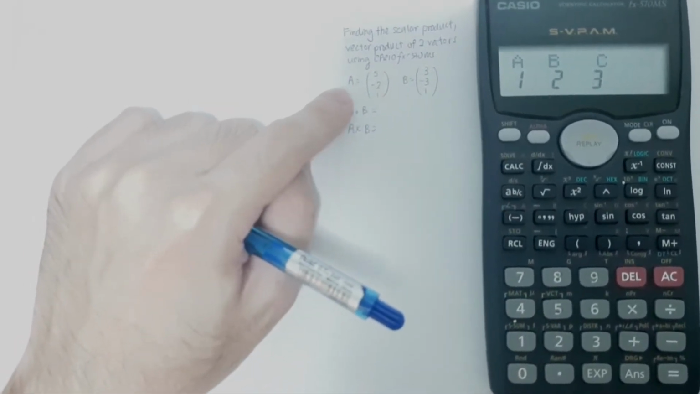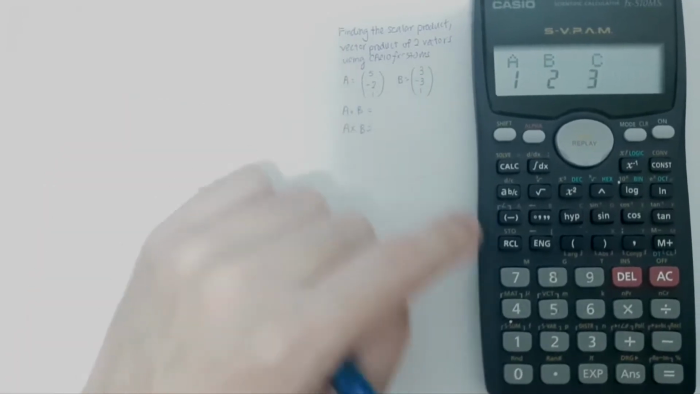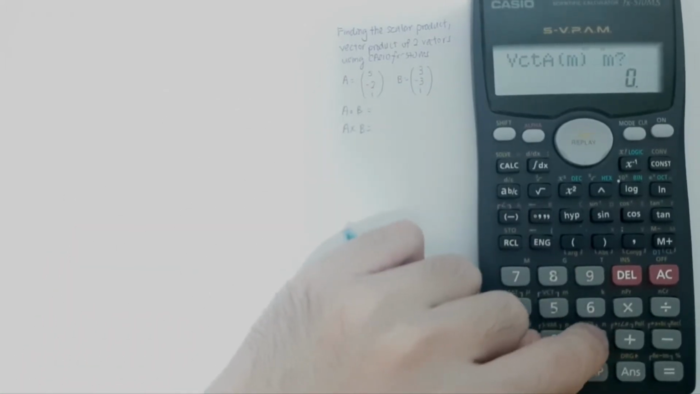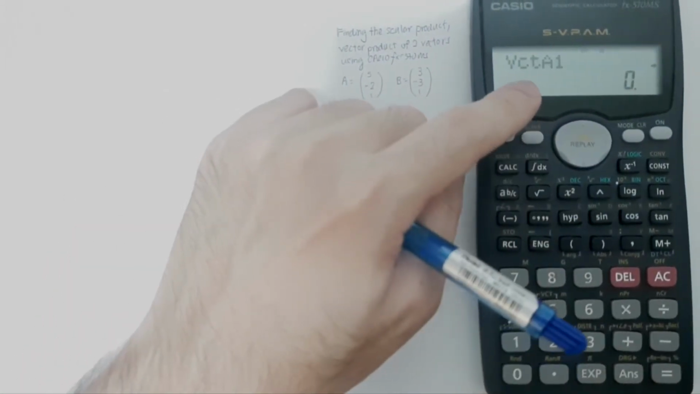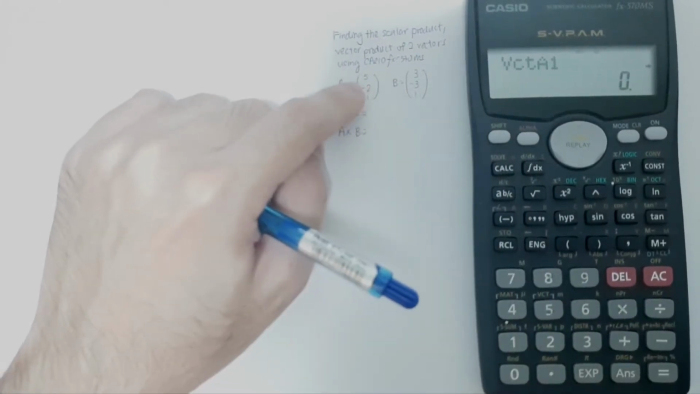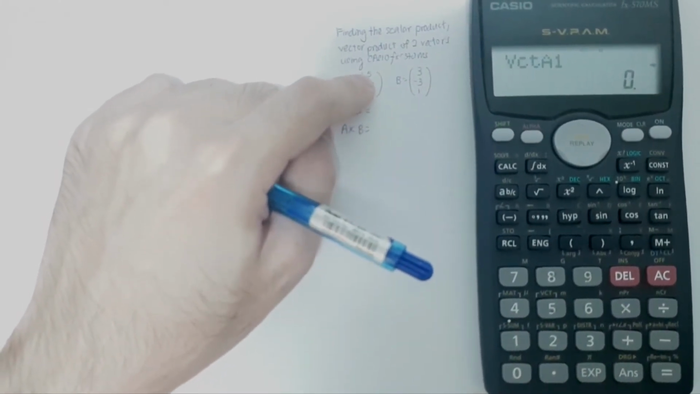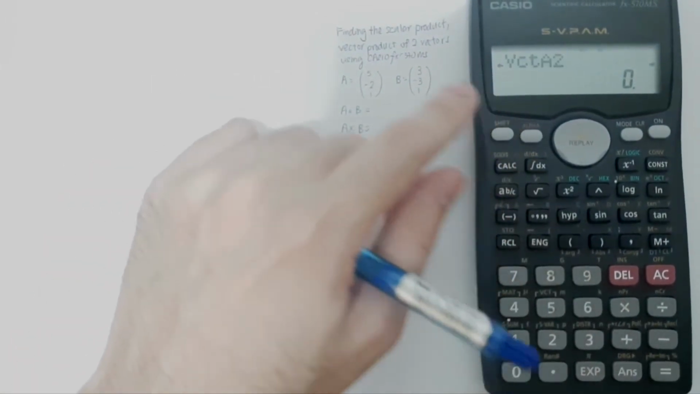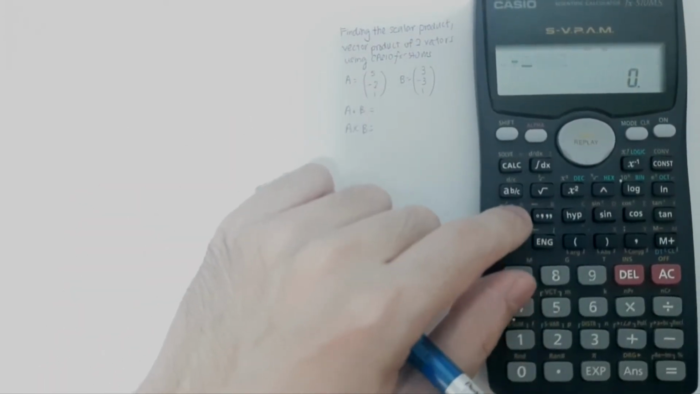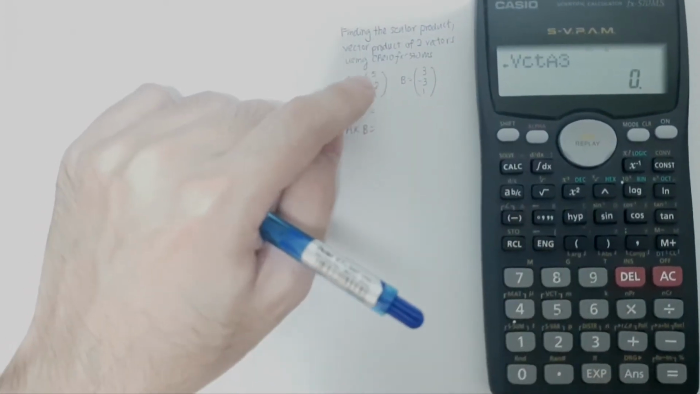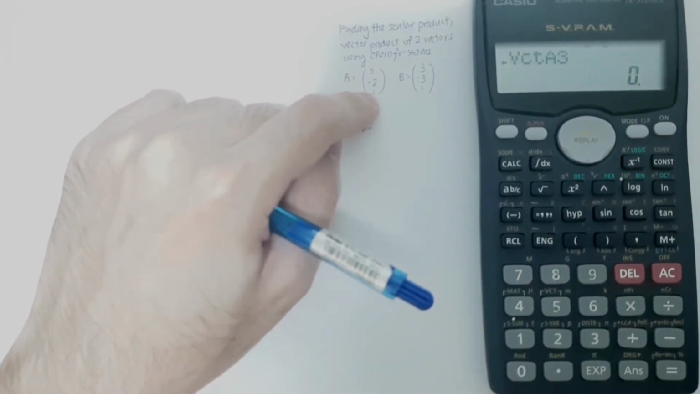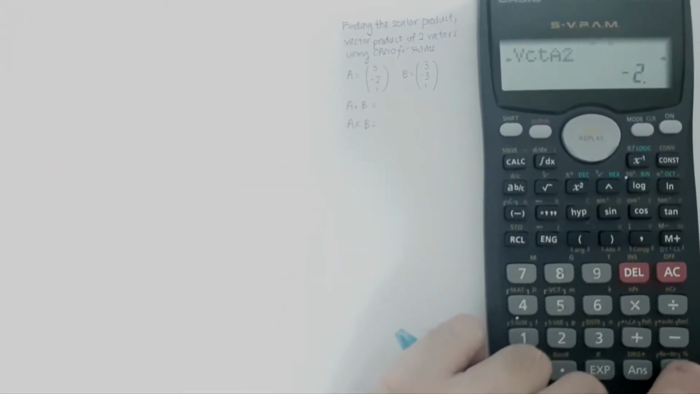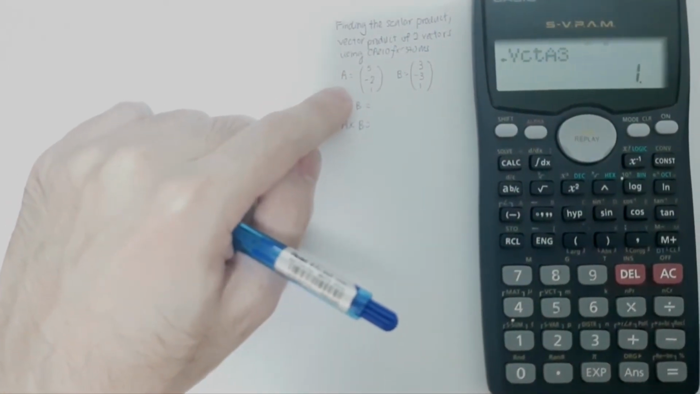We now key in firstly vector A, which has a dimension of 3. Vector A1 represents the first value, which is 5. Vector A2 represents the second value, which is -2. And then vector A3 represents the third value, which is 1. Okay, so basically we now have keyed in our vector A into the calculator.